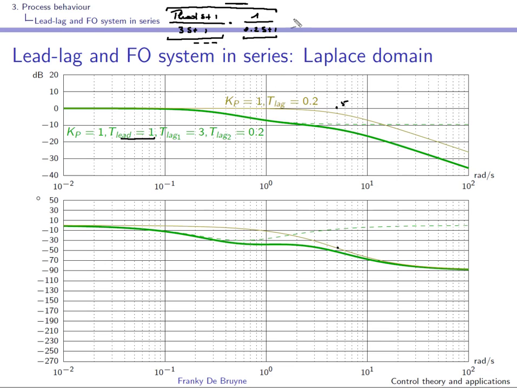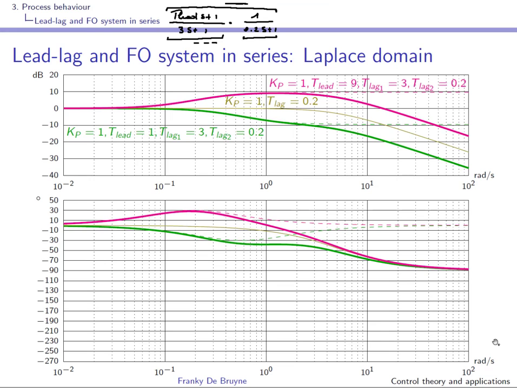And since this transfer function has a relative degree 1, it is normal to find this slope of minus 20 dB per decade at the high frequencies. And similarly here, because the lead is positive, combining the phase shift, we obtain a phase shift of minus 90 degrees.